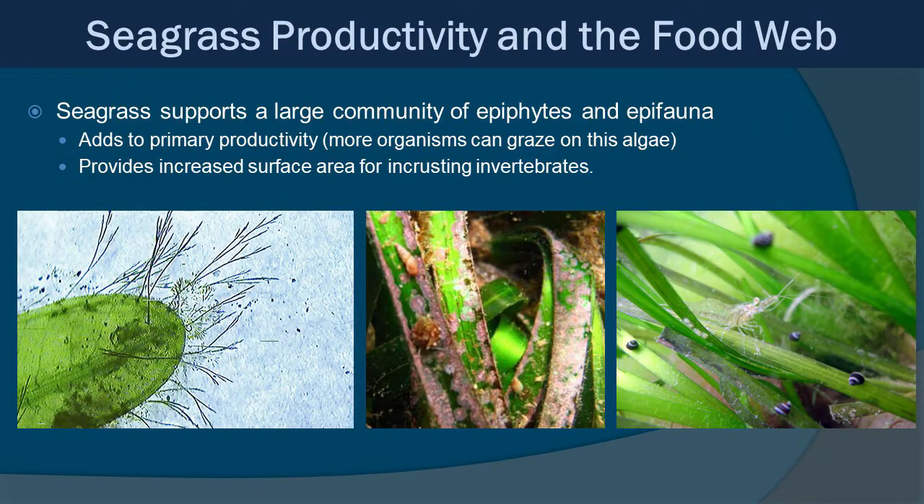Now, on top of that, seagrass supports a large community of what we call epiphytes and epifauna. These are things that grow on and live on seagrass blades. If you look at seagrass in a healthy area, you'll often see a lot of different algae living on the blade itself, some even encrusting invertebrates, and also invertebrates like little shrimps and snails that work the whole area. And this provides increased surface area for living. It increases a lot of productivity within the system.